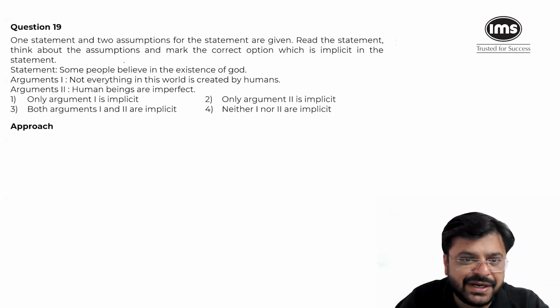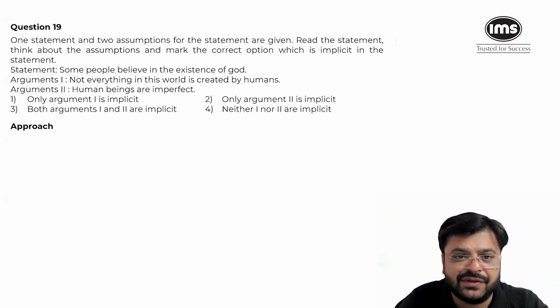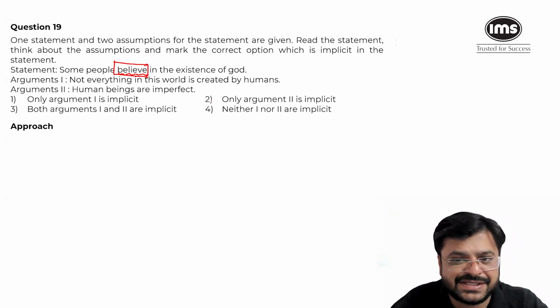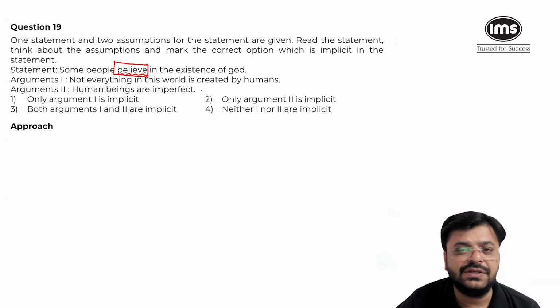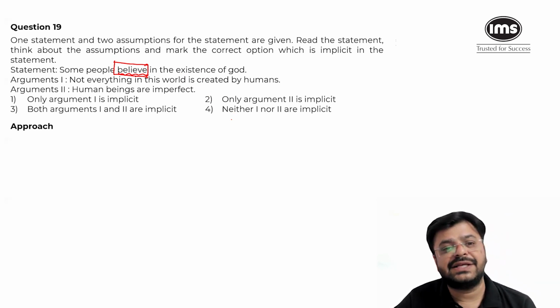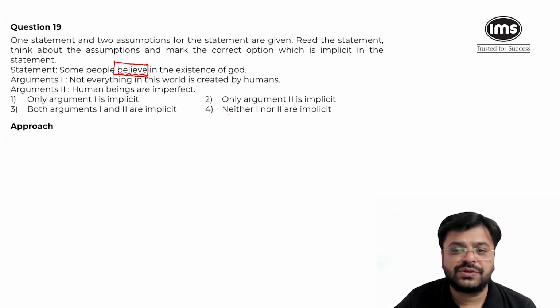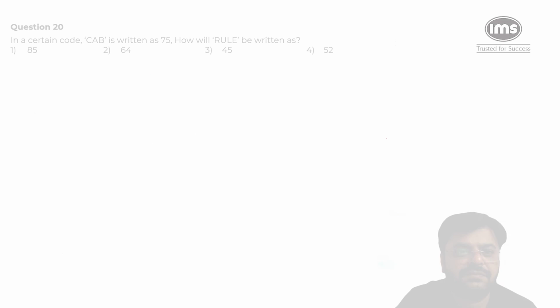Now, the statement here says some people believe. So it is the belief of some people that God exists. So on the basis of the belief of someone, we cannot conclude anything here. So here neither statement 1 nor statement 2 is implicit. Nothing can be deduced. So option 4 is the right answer.